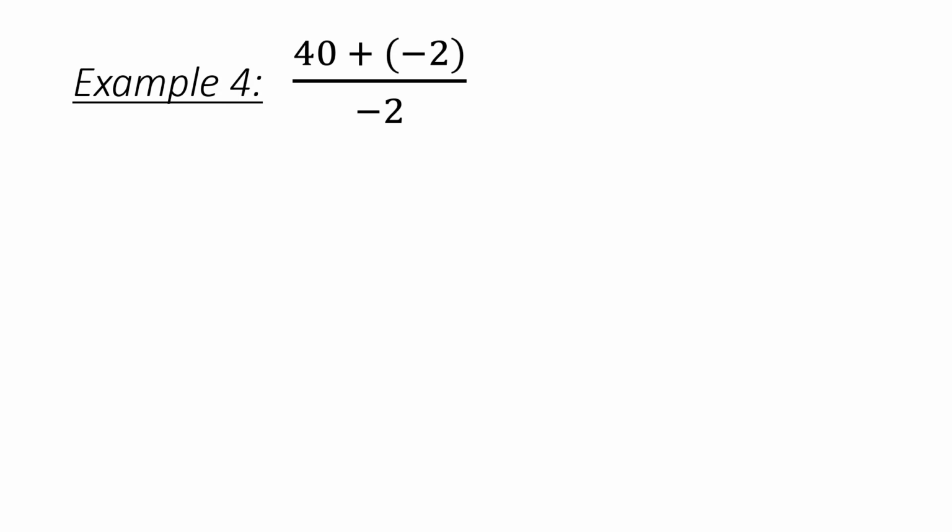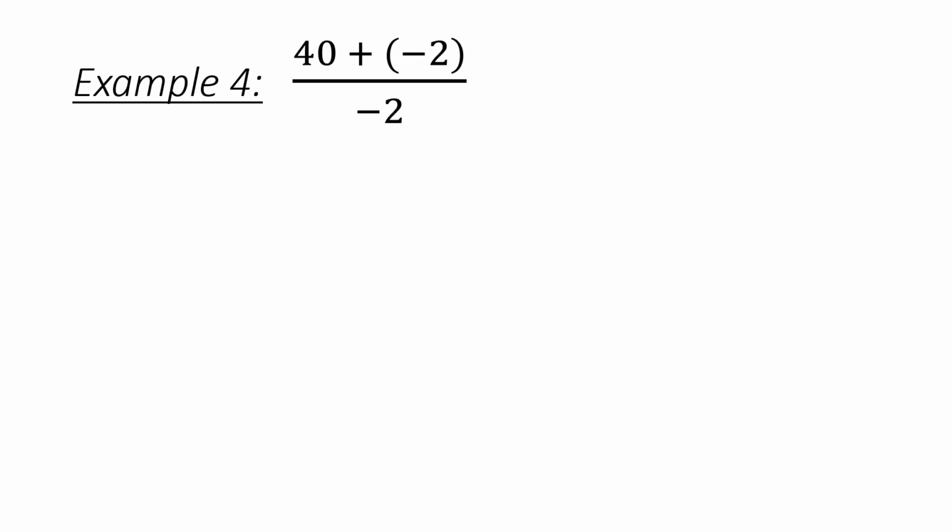Let's look at example 4. Here I have a bar which actually represents division. And so we have two operations happening here. We have addition and we have division. I know normally we would do division first. However, when you have situations like this and you have operations going on top, you have operations going on the bottom, you want to do those separately.